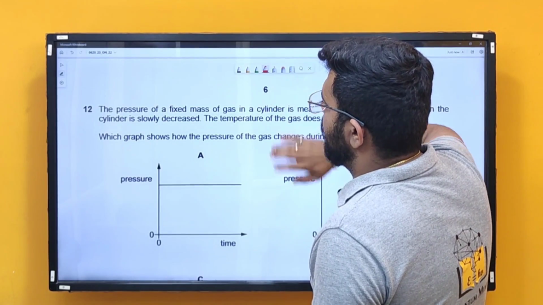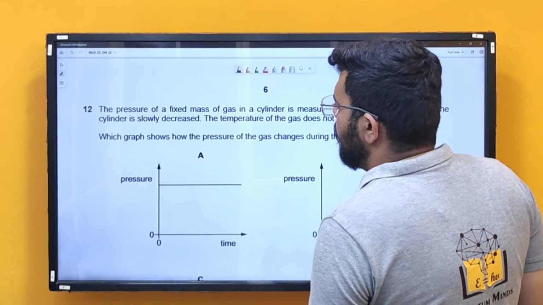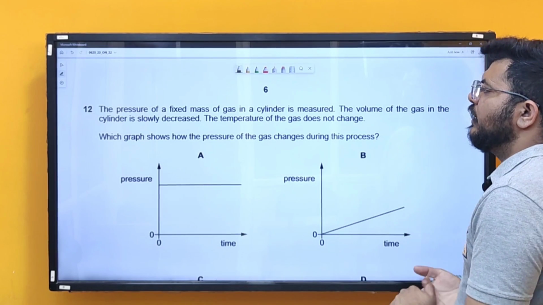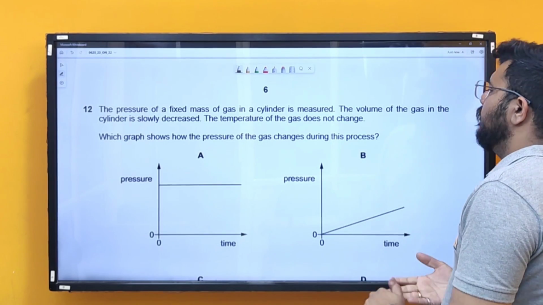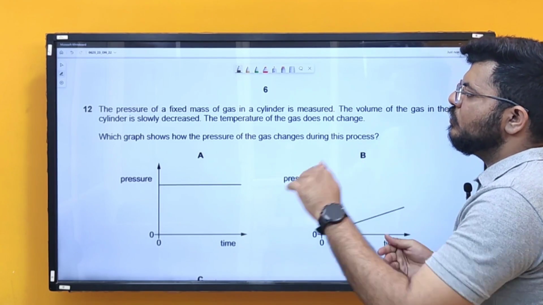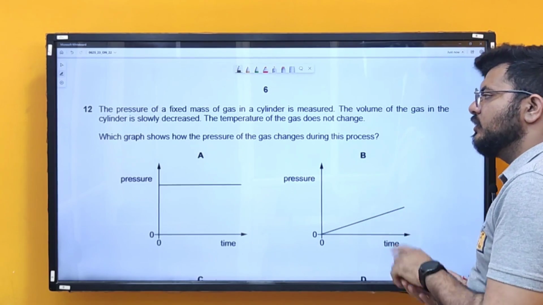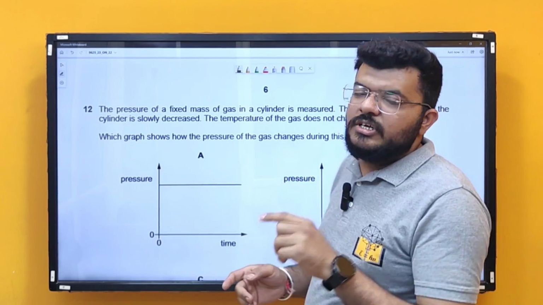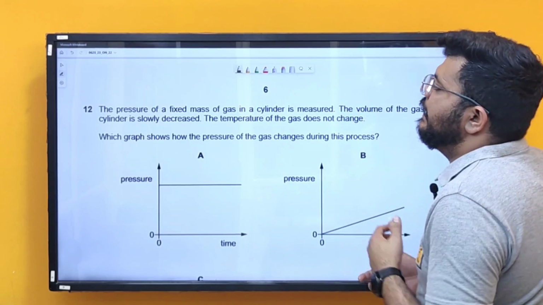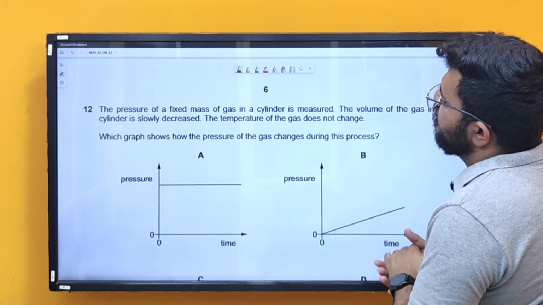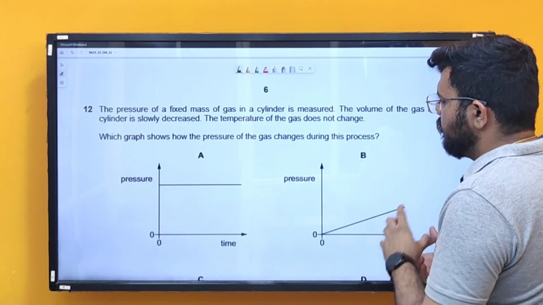Let's go to question number 12. We have the pressure of a fixed mass of gas in a cylinder is measured. The volume of the gas in the cylinder is slowly decreased. The temperature of the gas does not change, and therefore the pressure of the gas will increase. Which graph shows the pressure of the gas change during this process?